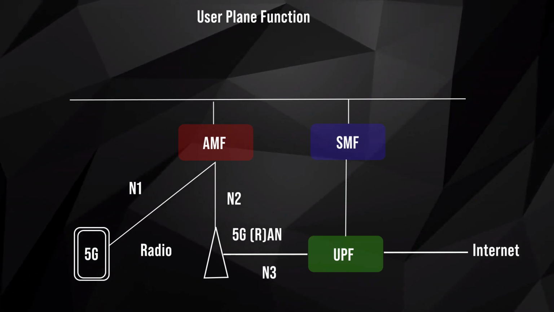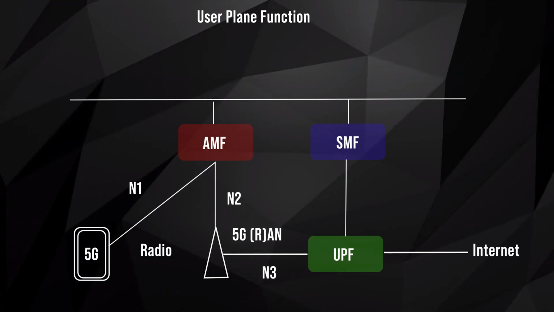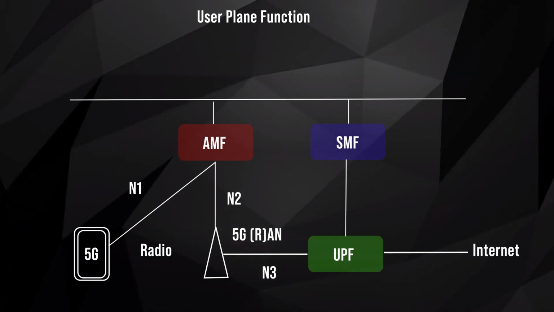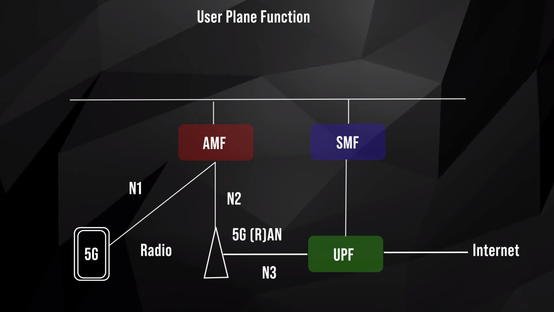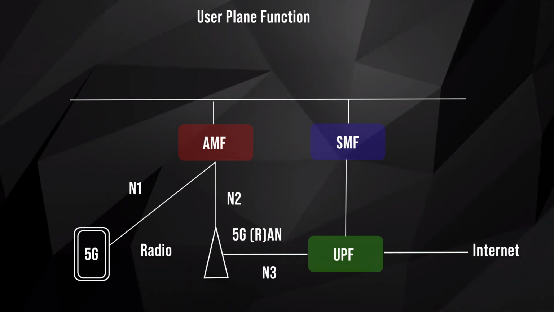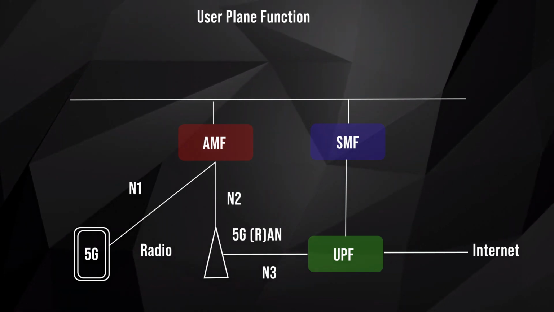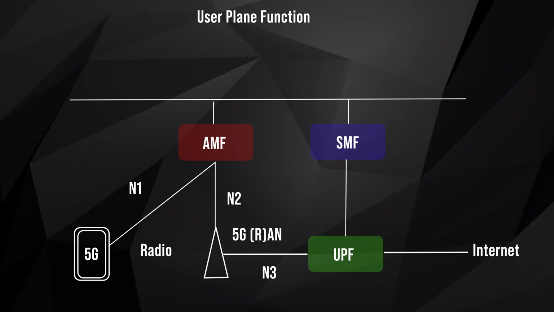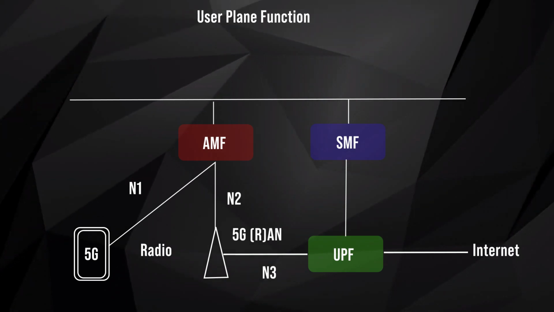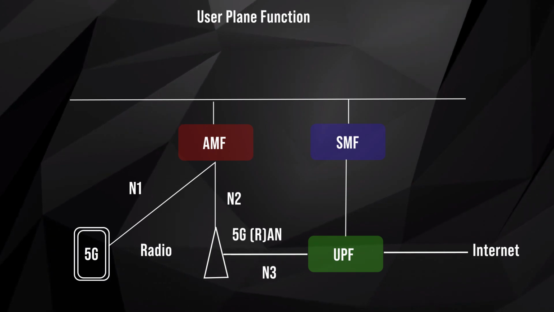Additionally, UPF buffers data coming from the network to the user and can trigger notifications for downlink data. Lastly, it manages end markers to signal the end of a data session to the originating network node. In simple terms, UPF is like a traffic cop and a quality inspector rolled into one, ensuring that your data travels efficiently and securely through the network.